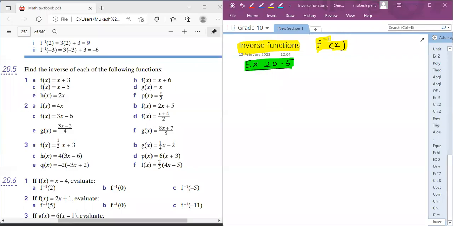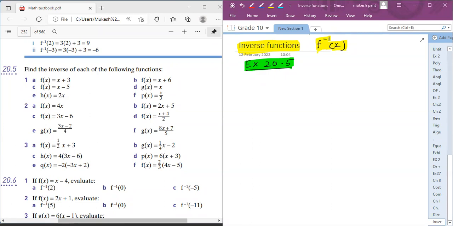So we have inverse functions, right? So how do we represent an inverse function? For the function we have f(x), for the inverse we have f inverse. How do we read this? F inverse x, f power -1 and x. Okay, this is the symbol of f inverse x.